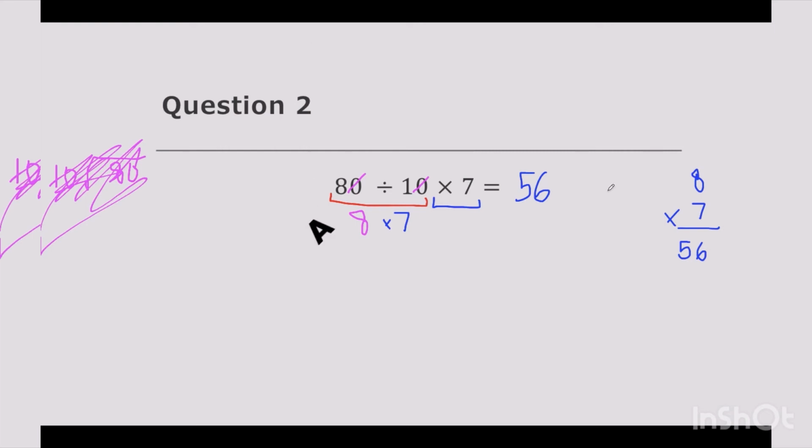Alright, let's check our answer. Whoa! Okay, yeah, that's correct. 56 is the correct answer for question 2. If you got this right, check mark, wrong, an X, that's fine.